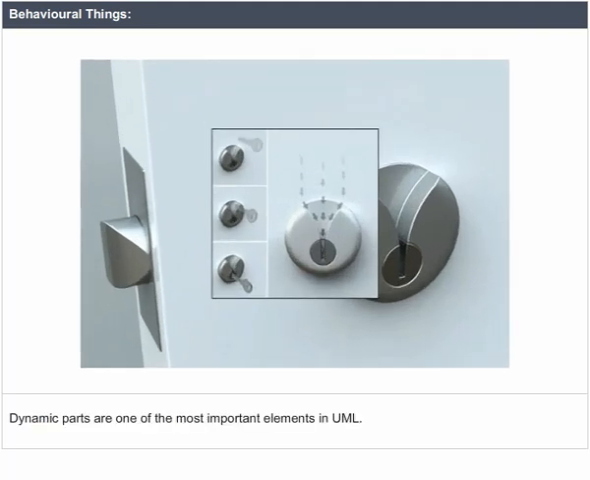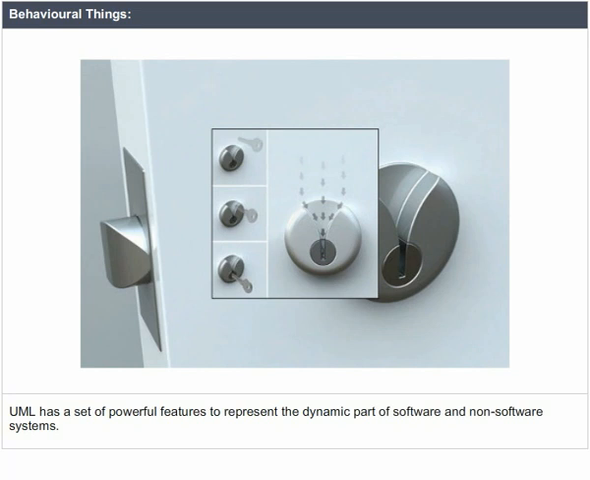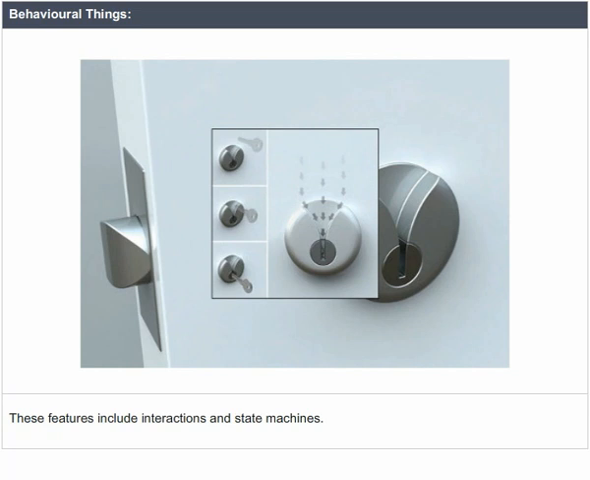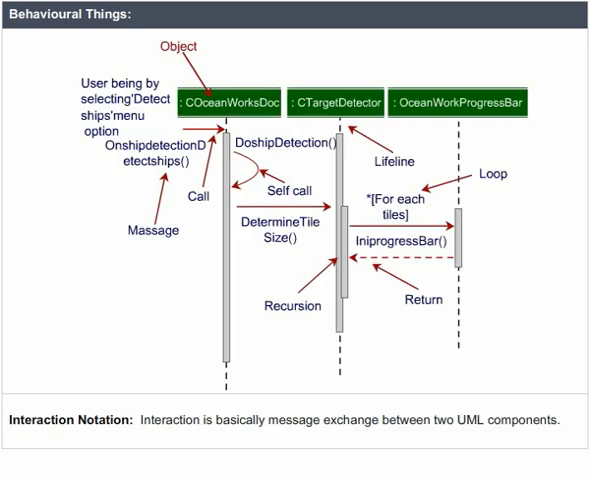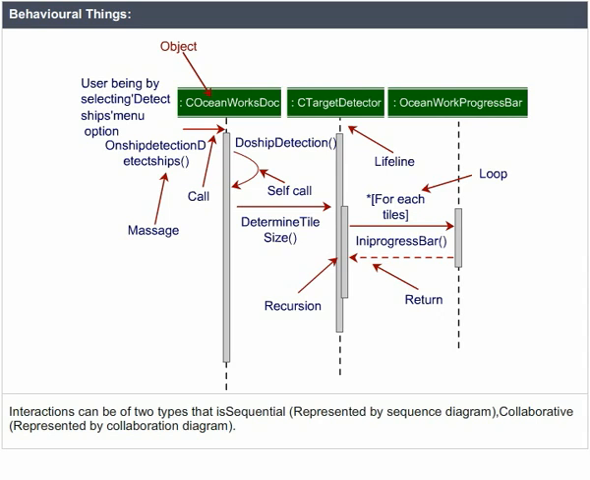Behavioral things. Dynamic parts are one of the most important elements in UML. UML has a set of powerful features to represent the dynamic parts of software and non-software systems. These features include interactions and state machines. Interaction notation. Interaction is basically message exchange between two UML components. Interactions can be of two types, that is sequential, represented by sequence diagram, and collaborative, represented by collaboration diagram.